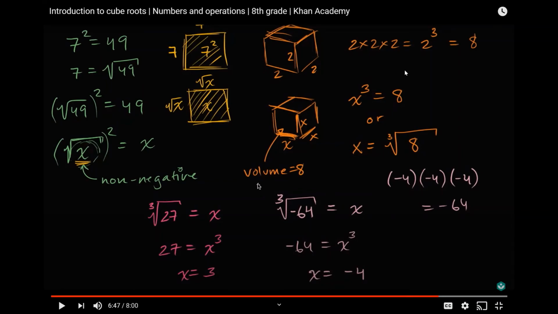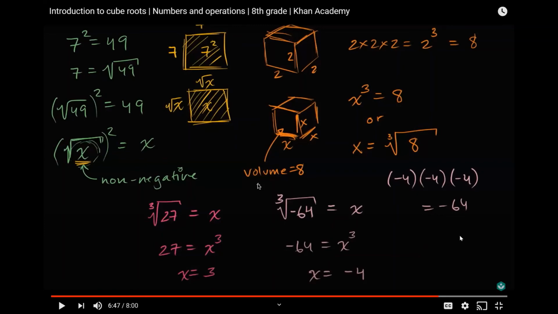And then over here, I said this earlier, 2 times 2 times 2 gets you 8. 2 times 2 is 4. 4 times 2 is 8. So 2 cubed is 8. Then down here, a negative number times a negative number gets you a positive answer. So -4 times -4 is 16. But a positive number times a negative number gets you a negative answer. So 16 times -4 is -64.